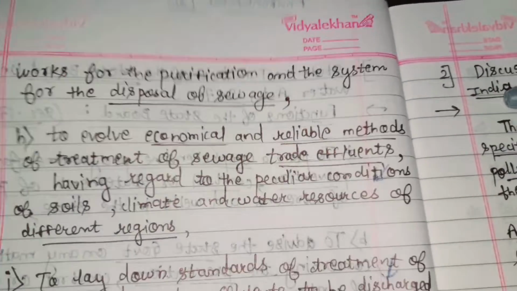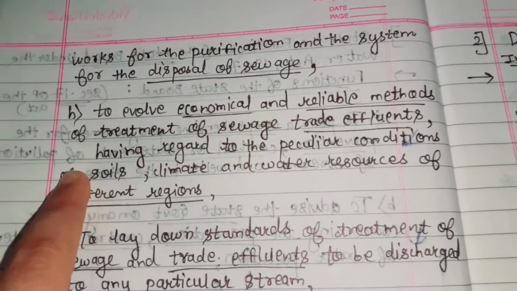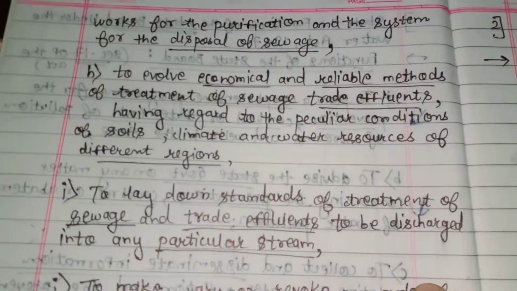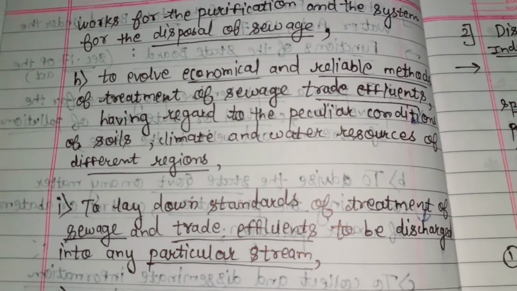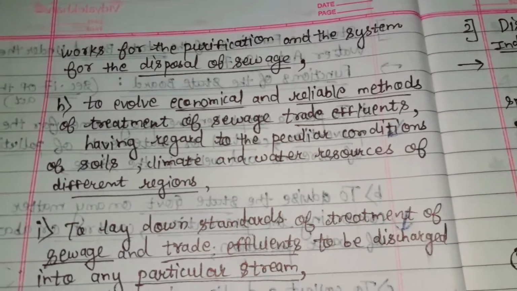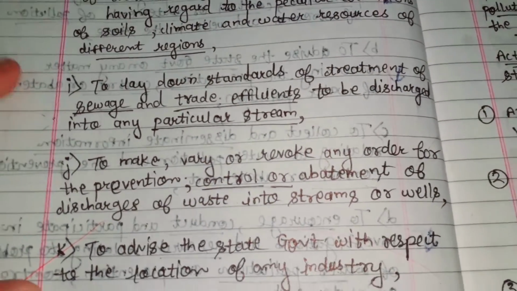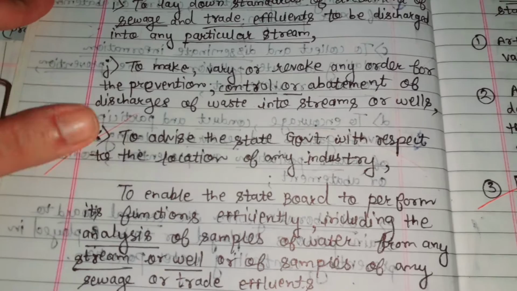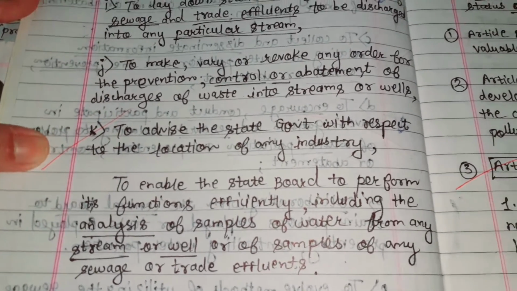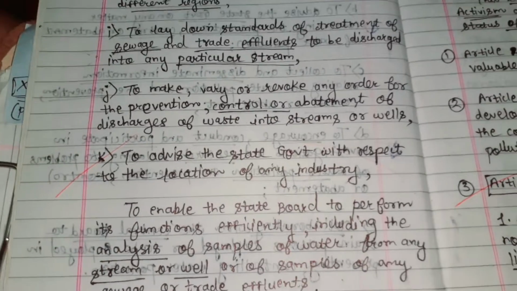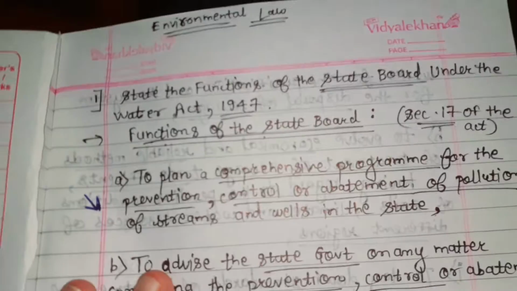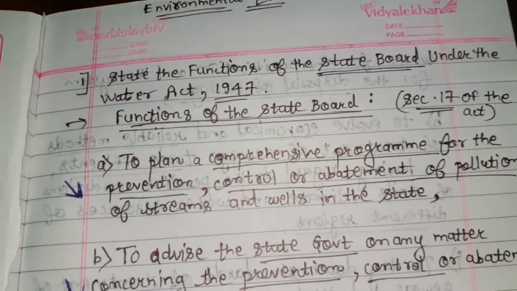To implement purification plants which are reliable and economically easy to apply, to remove dangerous material from this trade effluent. To lay down the standards means to lay down the guidelines. To advise the state government with respect to the location of any industry. So these are all the powers of the state board under the Water Act 1947.